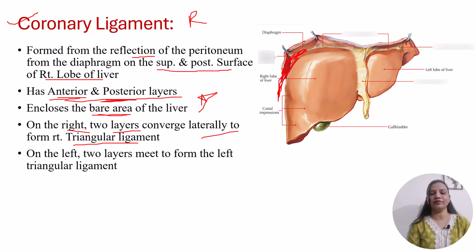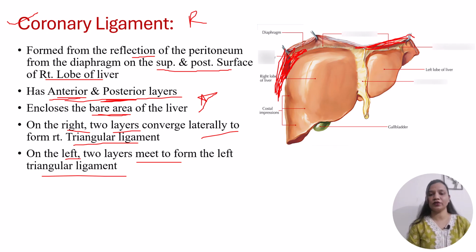And on the left, the two layers meet to form the left triangular ligament. So, towards the left, these two layers meet to form the left triangular ligament. So, it is very clear that the coronary ligament itself forms the right and left triangular ligament. The anterior and posterior layer of the coronary ligament fuse laterally towards the right to form the right triangular ligament, and they fuse towards the left to form the left triangular ligament.